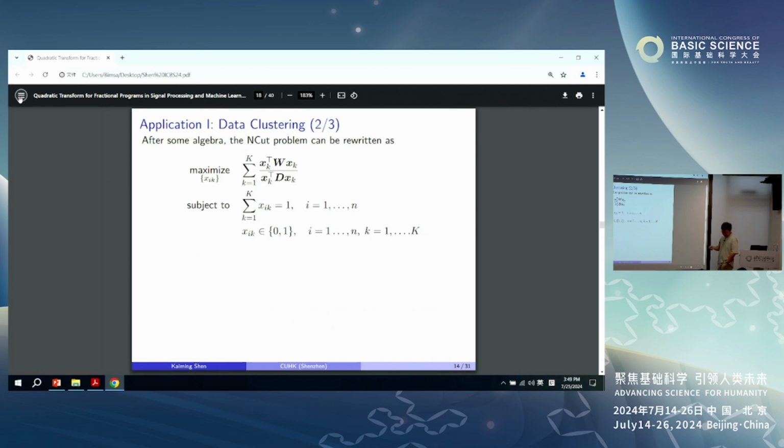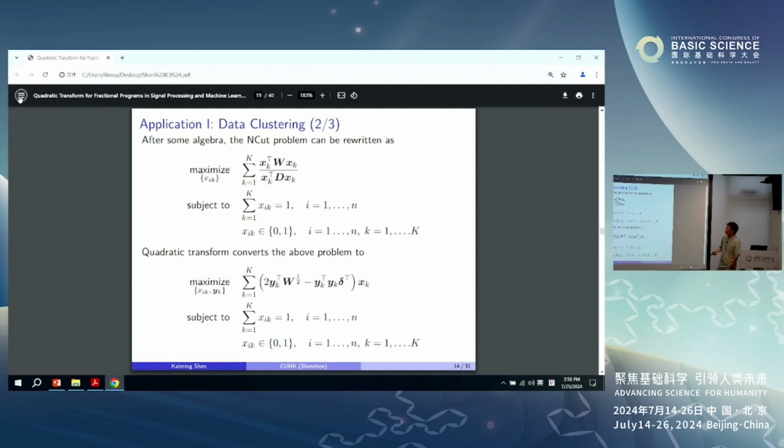And you can see that this problem is difficult to solve for two reasons. First of all, this is a nonlinear discrete optimization. And the second reason is that even if we relax each x to be a continuous variable between 0 and 1, the problem is still difficult to solve because of its non-convexity. Okay? All right. So we suggest solving it by the quadratic transform.